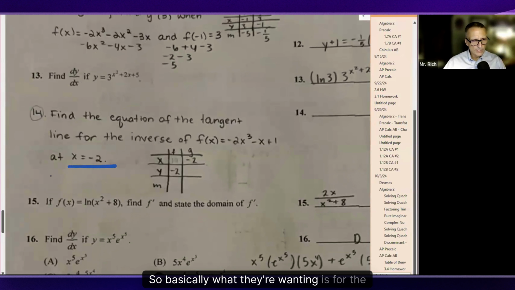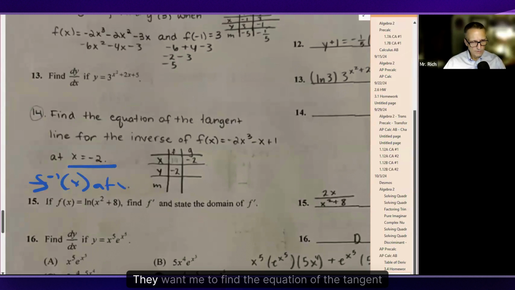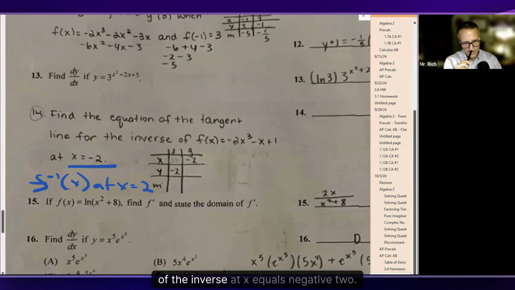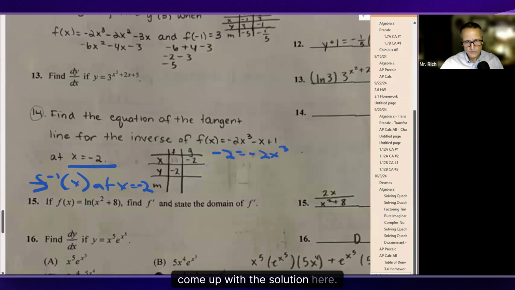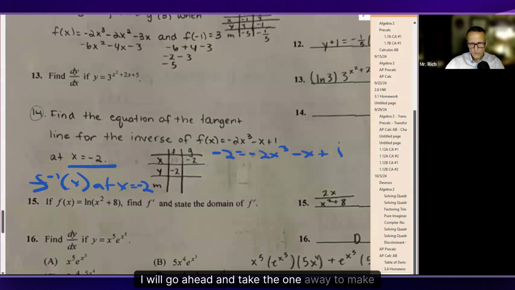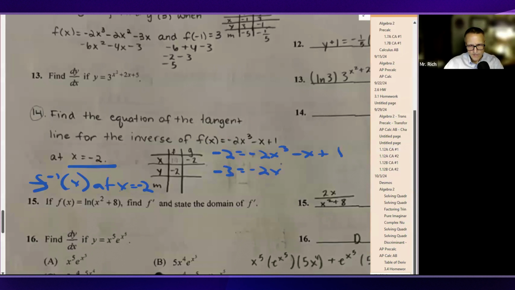So basically what they're wanting is for the inverse function, they want me to find the equation of the tangent line of the inverse at x equals -2. Got it. Well, what I'm going to do is realize that if x is equal to -2 on the inverse, it's equal to y in the regular f of x. So I'm going to plug the -2 in for y of the f of x function and see if there's a way we come up with the solution here. I will go ahead and take the 1 away to make things maybe a little bit easier and put a -3 over there.